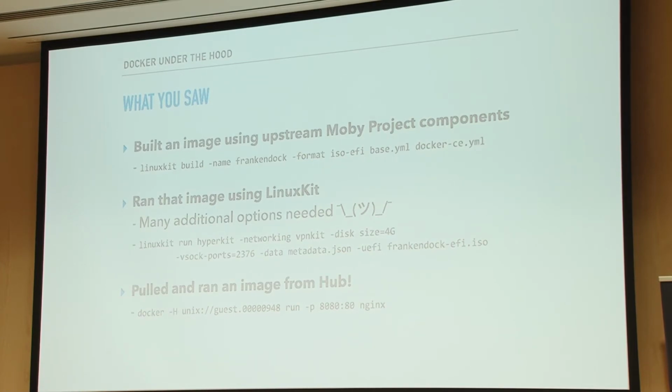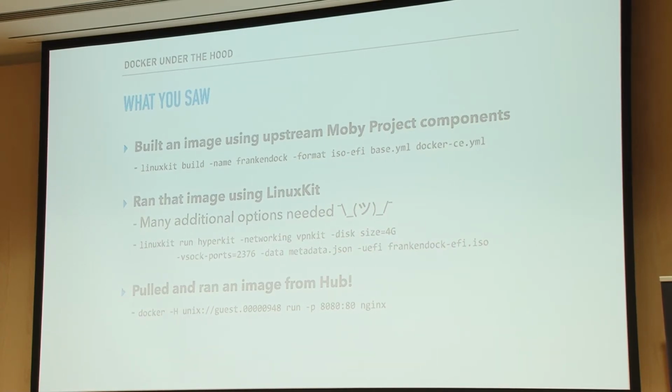But the thing, as you noticed, is I glossed over a lot of stuff. And there's lots of additional options needed to manage things like networking, to manage things like disk, and essentially telling LinuxKit what to do. And that's where some of the complexity arises. So we can get pretty far in terms of building your own version of Docker for Mac using all the open source tools.